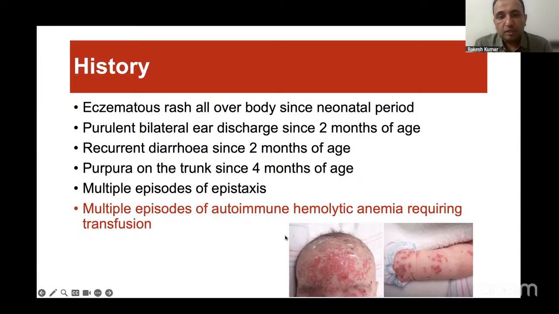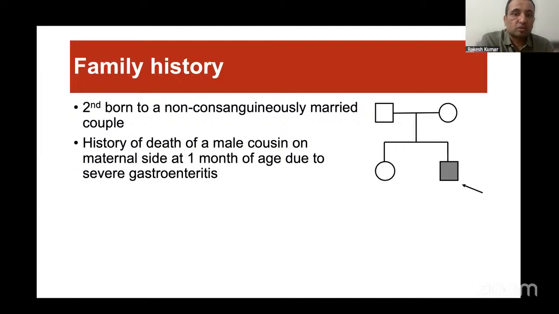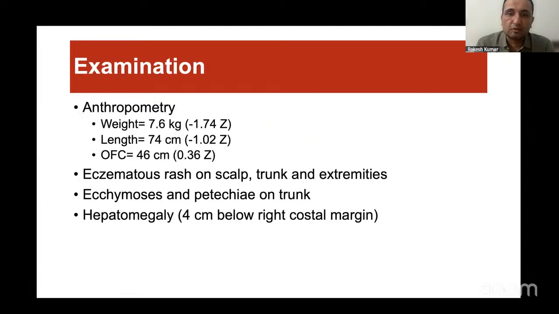If you see a boy with significant eczema, diarrhea, bleeding disorders, and also autoimmunity, you will be thinking of a disorder like Wiskott-Aldrich. This was a second born to a non-consanguineous married couple. There was a history of death of a male cousin on the maternal side at 1 month of age due to severe gastroenteritis, who was not further investigated. So again, an X-linked history was suggestive.